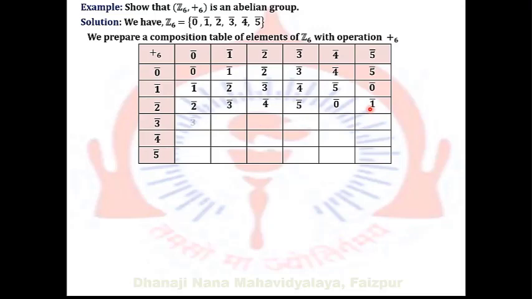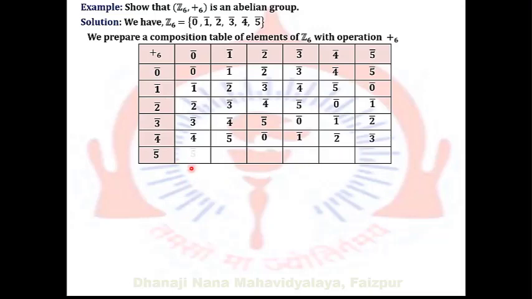Similarly, we have 3 bar plus 0 bar is 3 bar. 3 bar plus 1 bar is 4 bar. 3 bar plus 2 bar is 5 bar. 3 bar plus 3 bar is 0 bar. 3 bar plus 4 bar is 1 bar. 3 bar plus 5 bar is 2 bar. 4 bar plus 0 bar is 4 bar. 4 bar plus 1 bar is 5 bar. 4 bar plus 2 bar is 0 bar. 4 bar plus 3 bar is 1 bar. 4 bar plus 4 bar is 2 bar. 4 bar plus 5 bar is 3 bar.